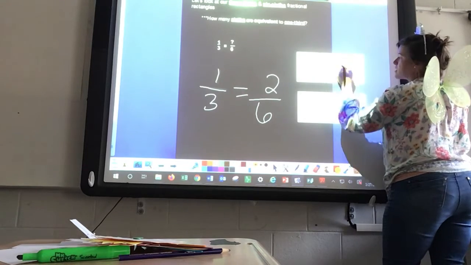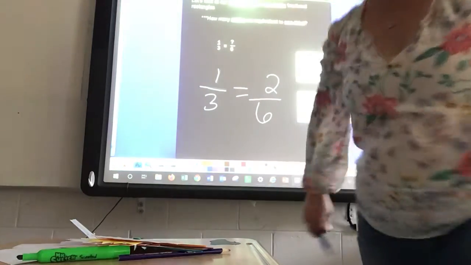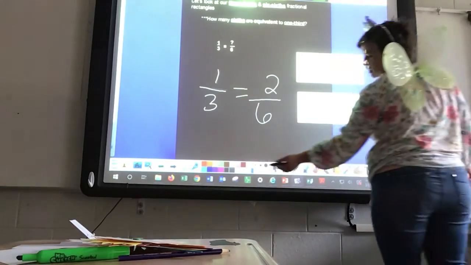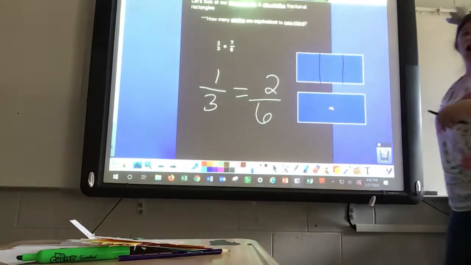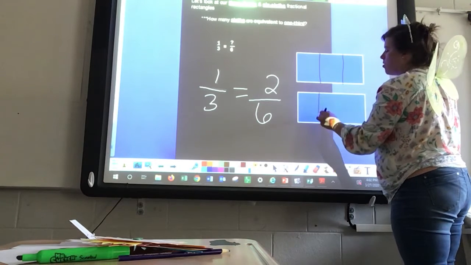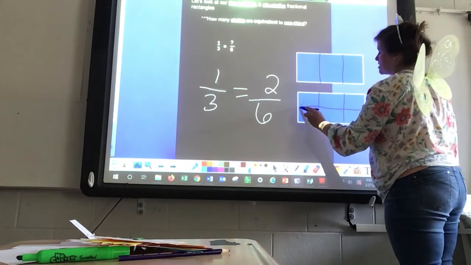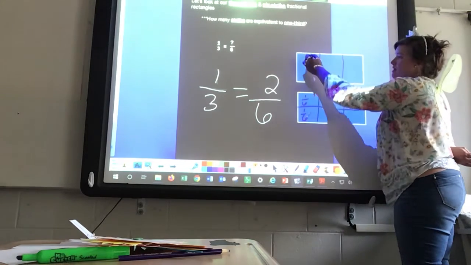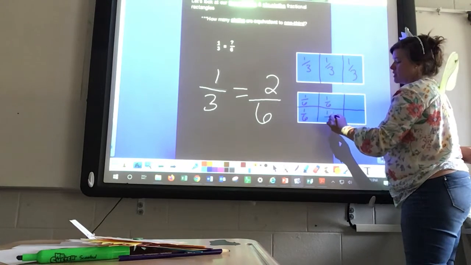Now that's an approximation. What if I change the color so you can see it better? Is that better? Oh yeah, that's better. So there's 3/3, and then if I do the same exact parts of the whole into thirds, and then I cut it in half, the whole is not changed. Now I have 1/6, 1/6, then I have 1/3, 1/3, 1/3, and then 1/6, 1/6, 1/6.